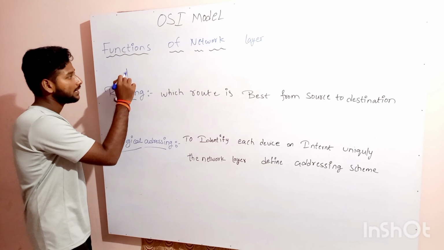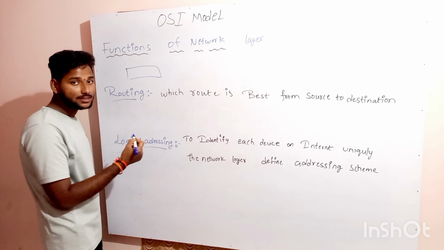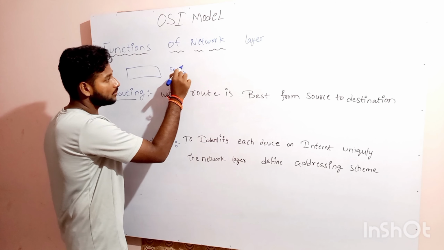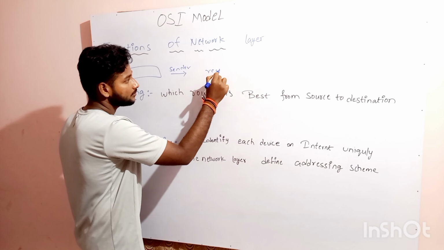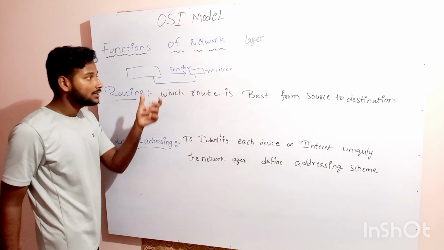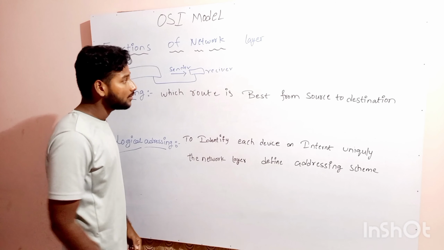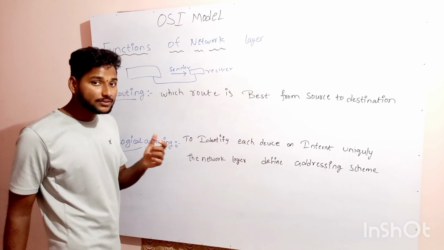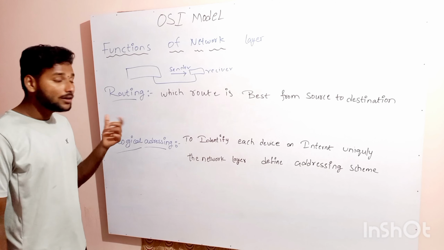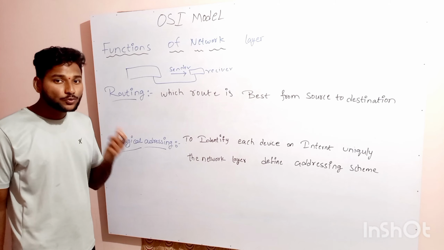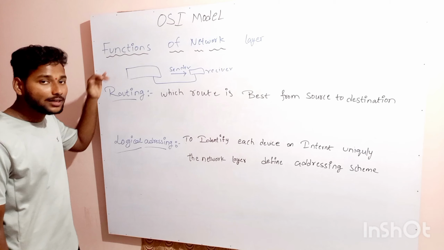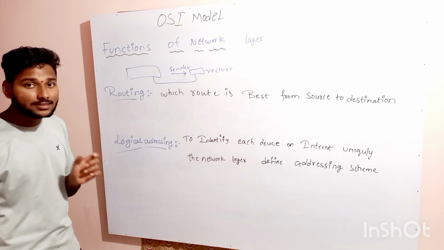We have the data packets. These data packets are sent from sender to receiver by a physical medium, through wires. Which path or which route is best to transfer these data packets is decided in the network layer. It suggests the best routes.